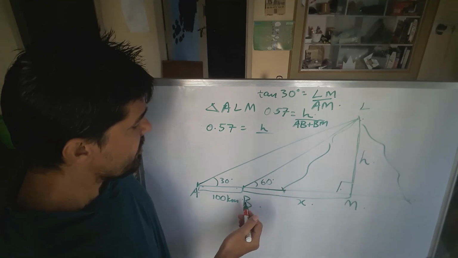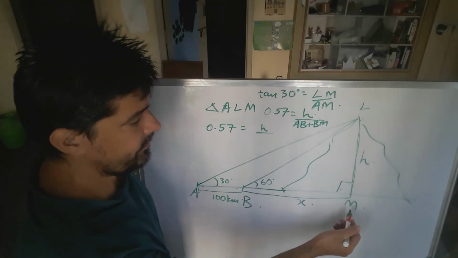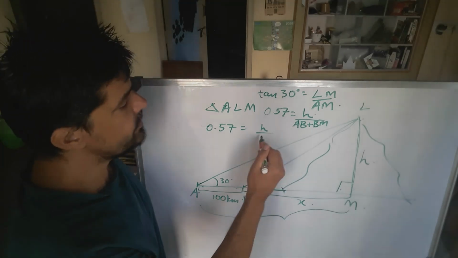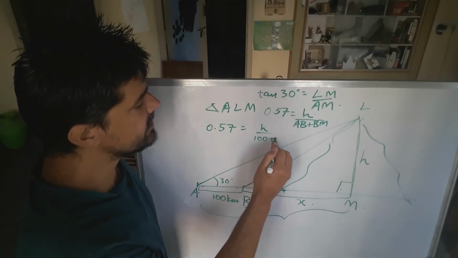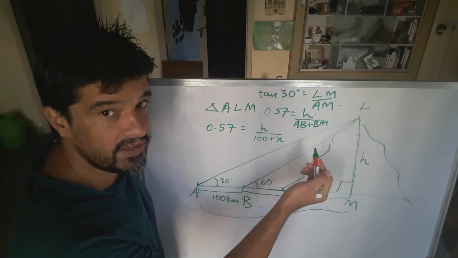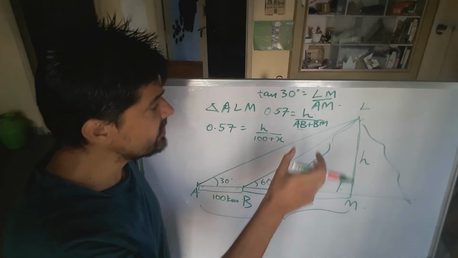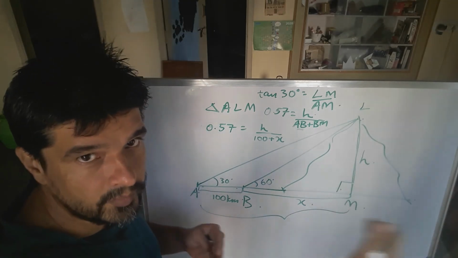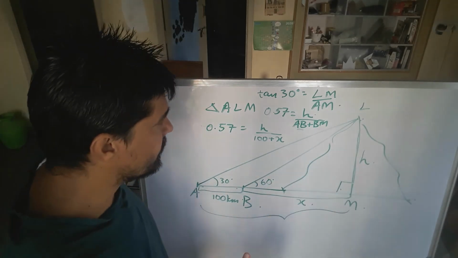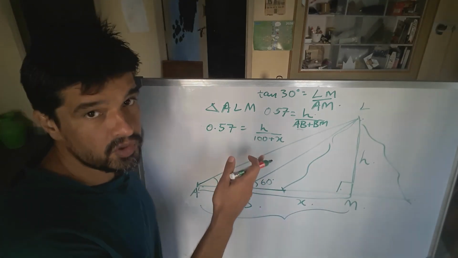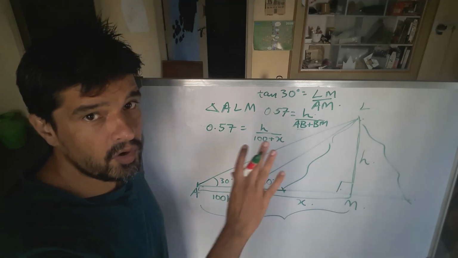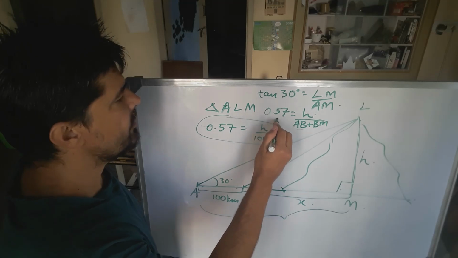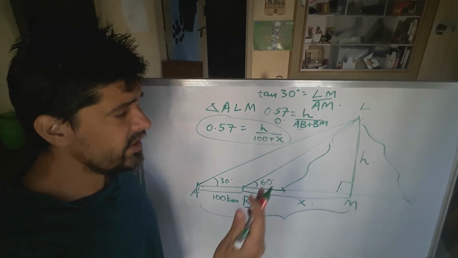Therefore, your AM, which is this total length, students, is basically 100 plus X. Because your AB is 100, that is, AB is the distance between the theodolites, and BM is X, which is the base of the mountain to the closer point of the mountain, that is B. We will not be able to solve it because there are two unknowns, but we got an equation. So I'll just call this equation number 1. We can solve it a little further.